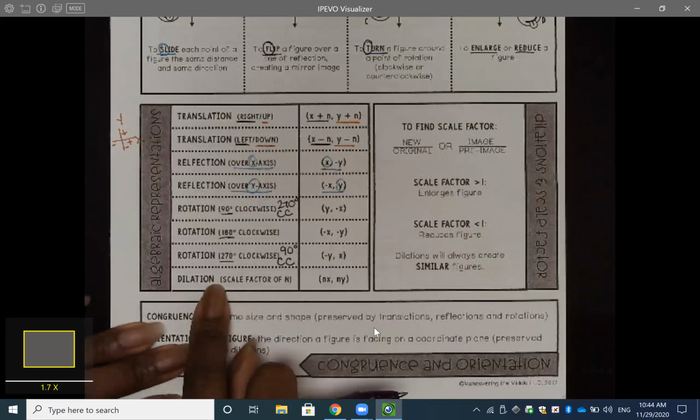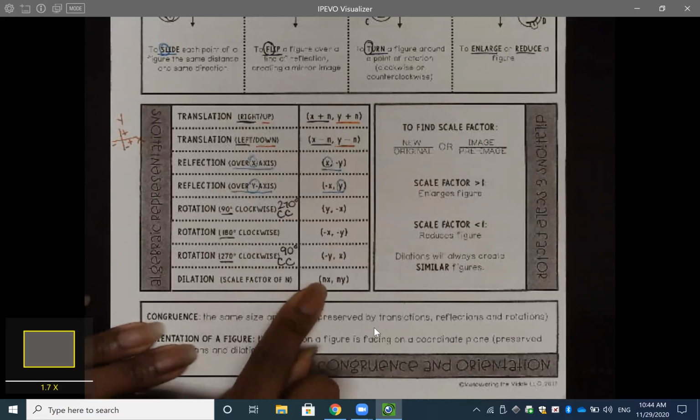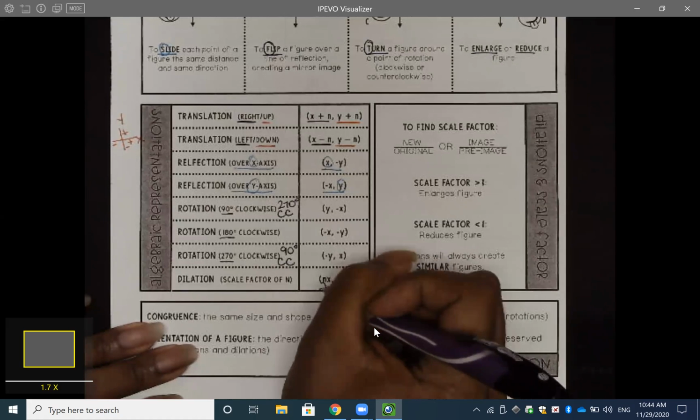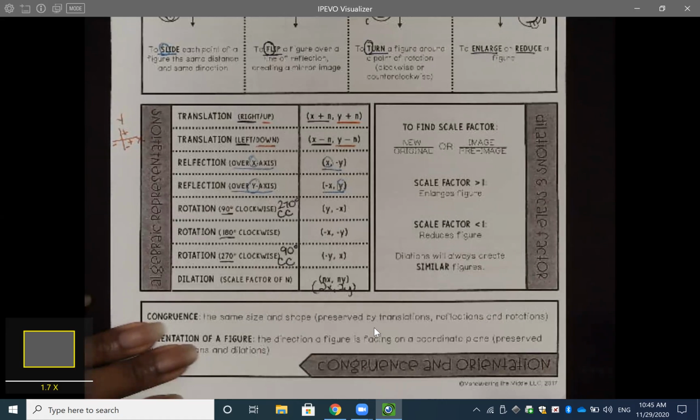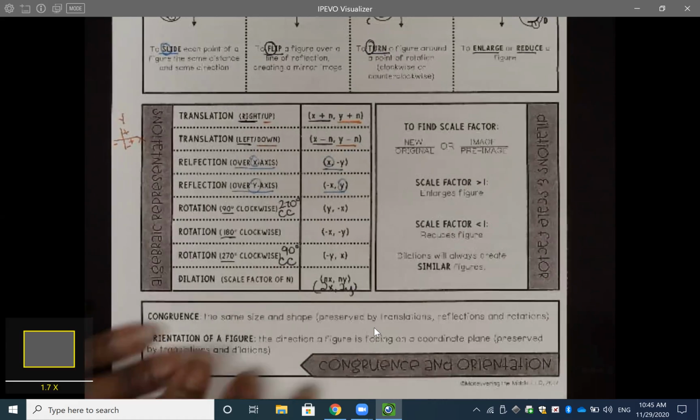Lastly, for dilations, your scale factor is your n. So your scale factor goes in front of your x and your y. When you dilate, you have to dilate both your x coordinate and your y coordinate. You can't just dilate one. So that's why the new number goes there. So for instance, if we're dilating by 2, it will be 2x, comma, 2y. And you'll see more about that later. Scale factor, I'm not going to go into because that's dilation day.